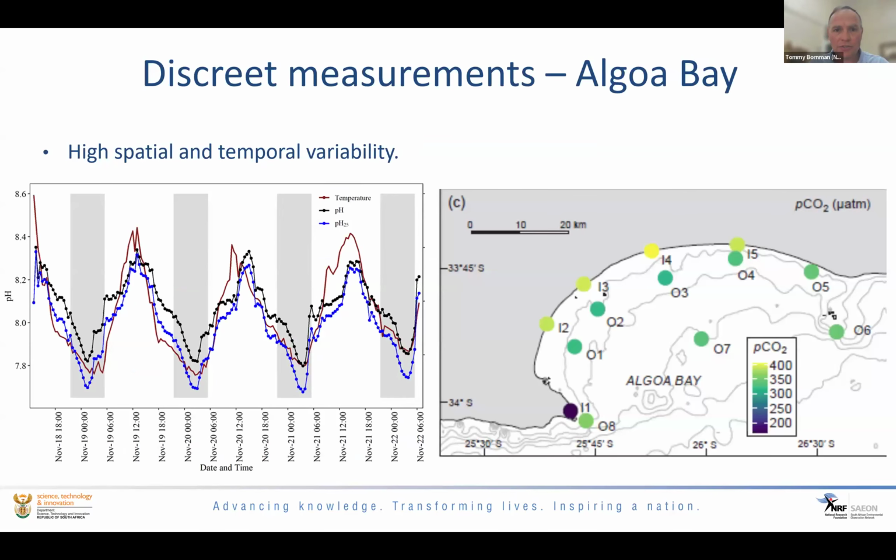All right, so just to show you some of the data that we've been collecting, this is some of the PhD work of students from SAEON looking at pH variability as well as partial CO2 data. I'm not going to go into the data, but just that there is some data already available on the East Coast.